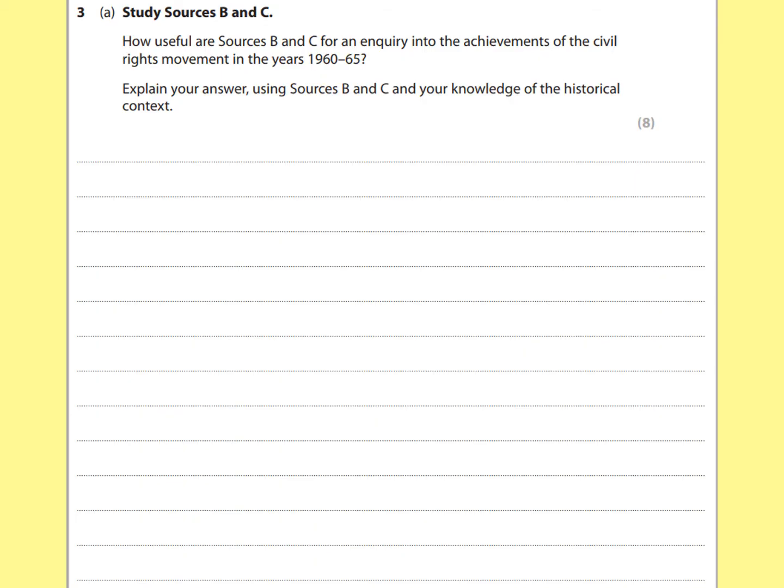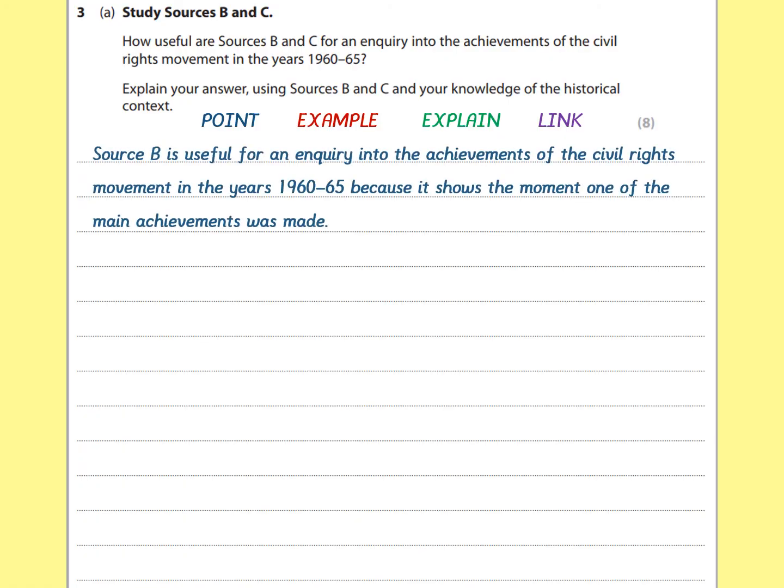So this is what it would look like on the exam paper. I often encourage my students to use a process of point, example, explain and link in their writing. This is not absolutely essential, but if you do struggle to structure your paragraphs in a way that's going to be meaningful to the exam criteria, then this is a good way of doing it. Firstly, let's make my point and let's get straight to the point.